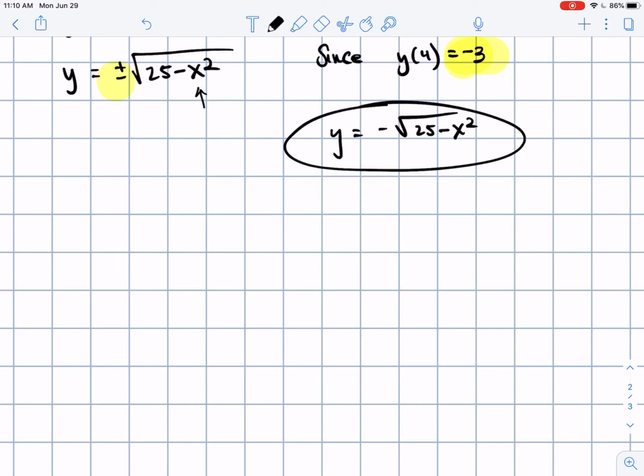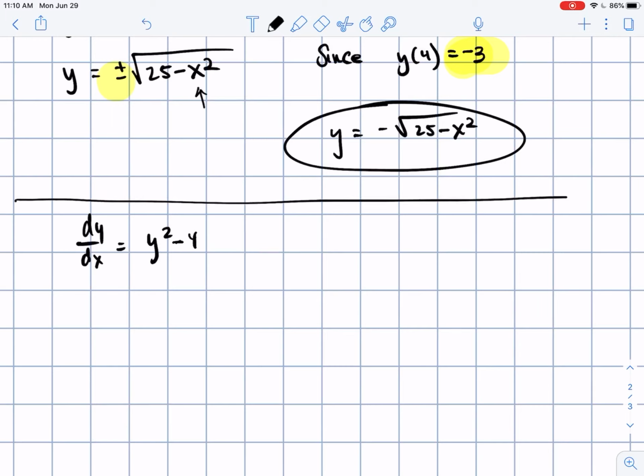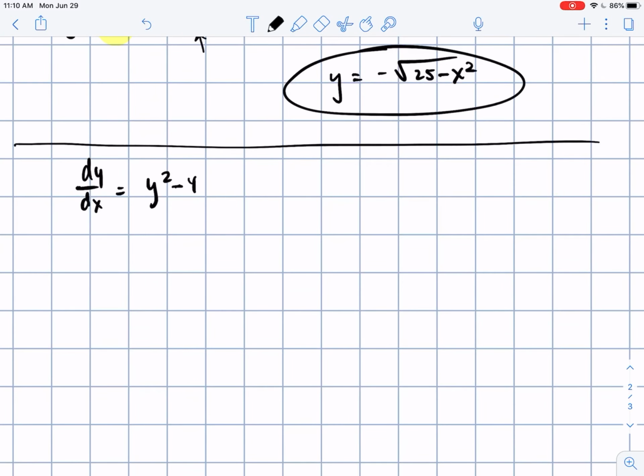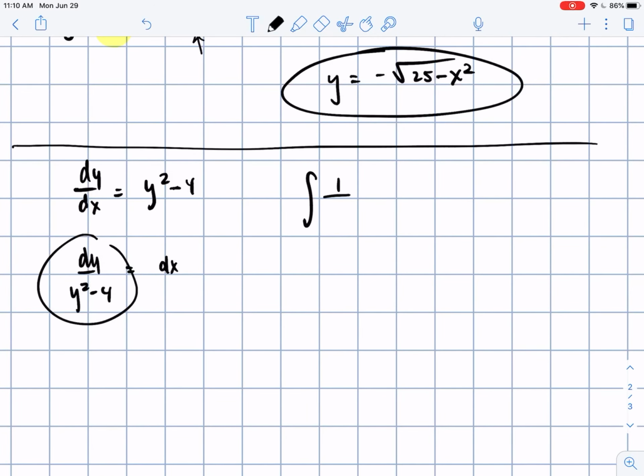Okay, we could also try this one. Now this is not an initial value problem, I just want to show separate and integrate. This is a little tricky one. So we'll separate, let's bring the y squared minus 4 over to dx this way. So this is what I want to go over, is how do you integrate that? So let's rewrite it like this, 1 over y squared minus 4 dy.